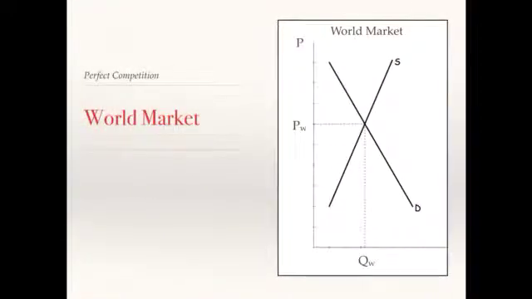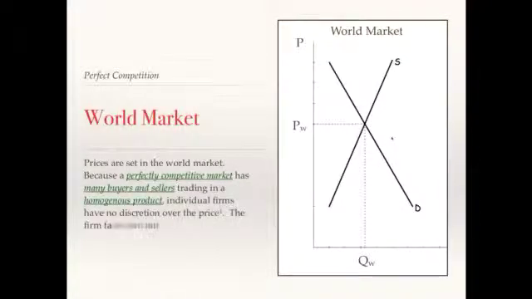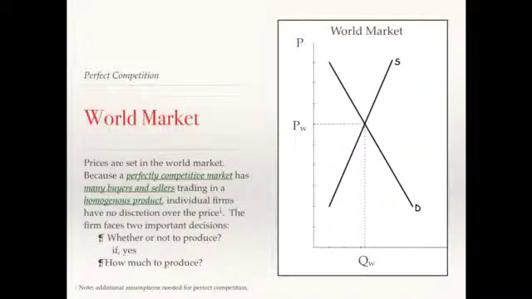So again, we have that world market. We have a downward sloping demand curve, an upward sloping supply curve, and the equilibrium price and quantity get set where they intersect one another. Make sure you have a notion of what a perfectly competitive marketplace is. The two main assumptions that I want you to remember are that there are many buyers and sellers, that it's a homogeneous product, and make sure you keep in your head that they have no discretion over pricing. The world market sets the price, and that's the price that they face.